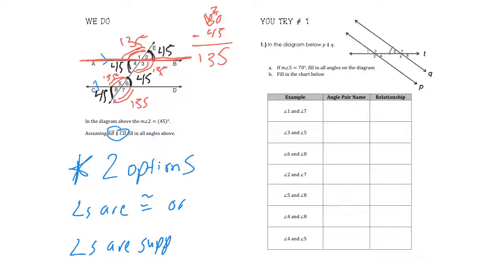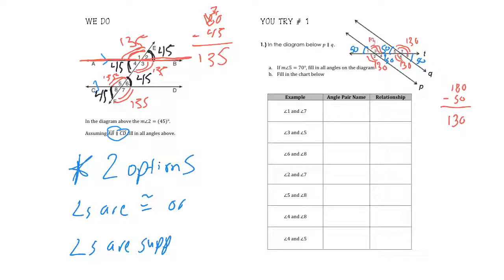So here, angle 5 is 50. So that means angle 8 is 50 because it's vertical. Angle 1 is 50 because it's corresponding. And angle 4 is 50 because those are alternate interior. Then the other angles got to be 180 minus 50. So the other angles are all 130. So 7 is 130. 6 is 130. 2 is 130.